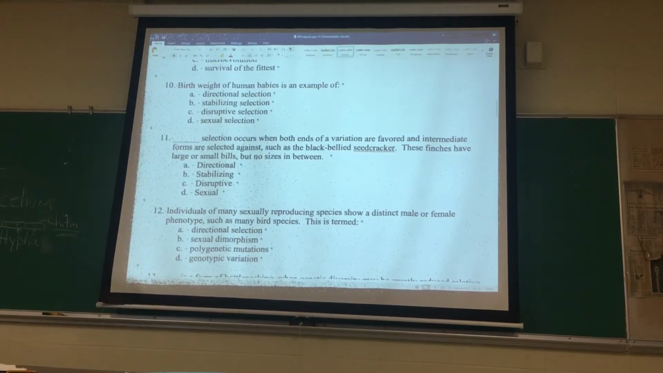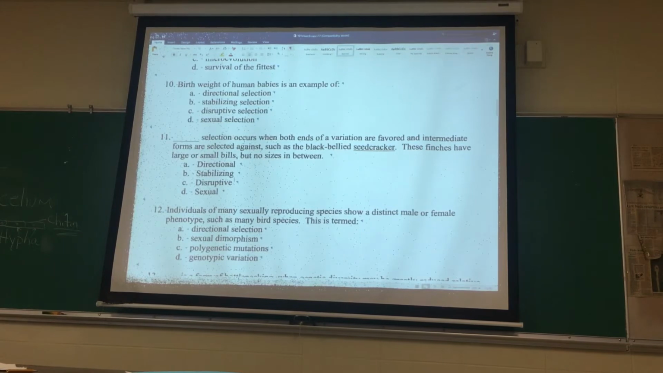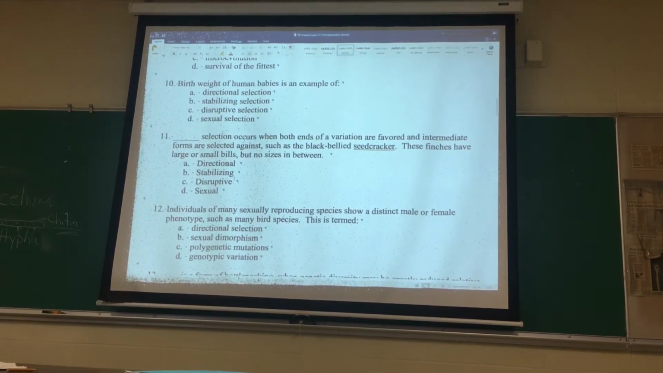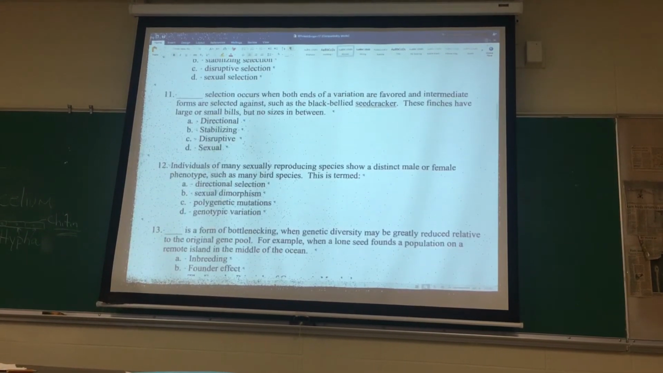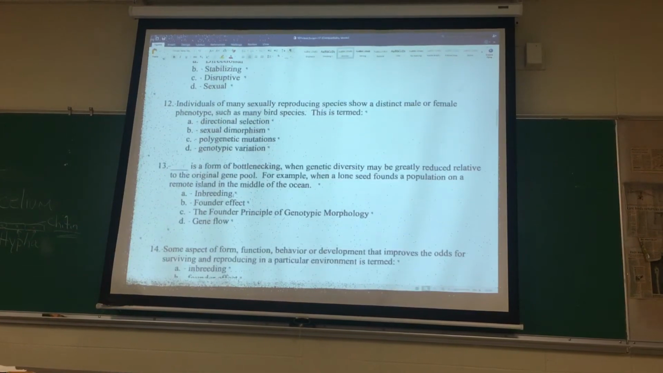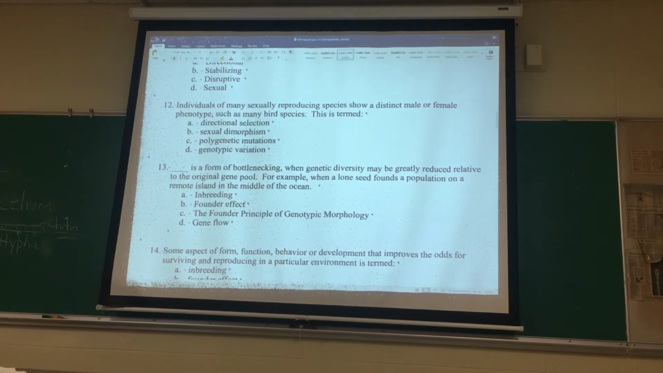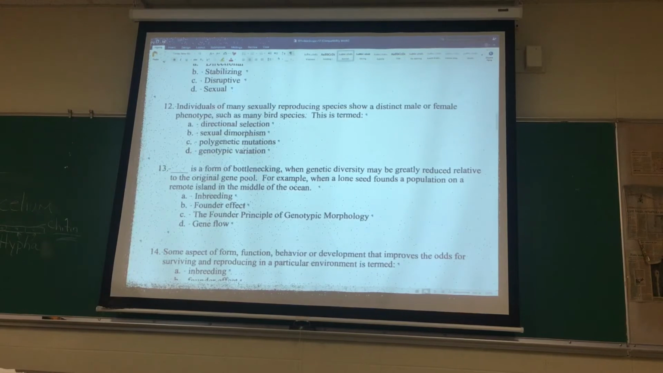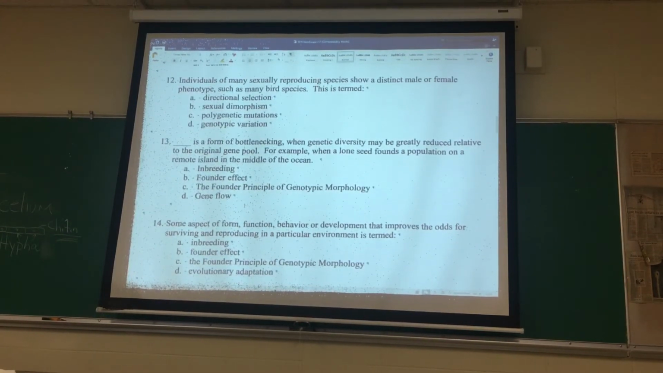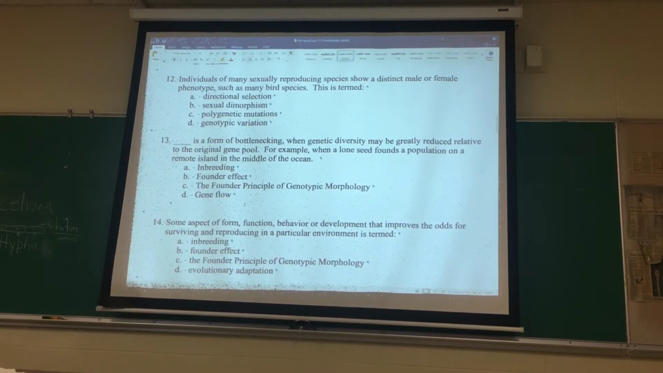If both ends are selected for and the middle is selected against intermediate, then that's disruptive selection. If male and females look different, then that's a term of sexual dimorphism. Okay, the founder effect is a form of bottlenecking. So you have a small group that kind of bounds an area, and then the gene pool isn't very big there.